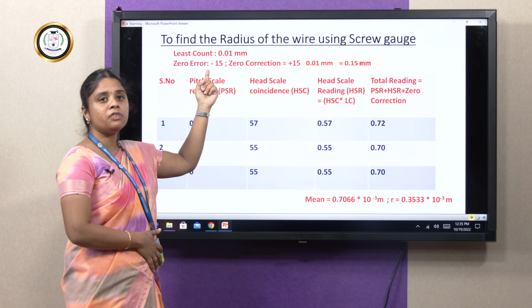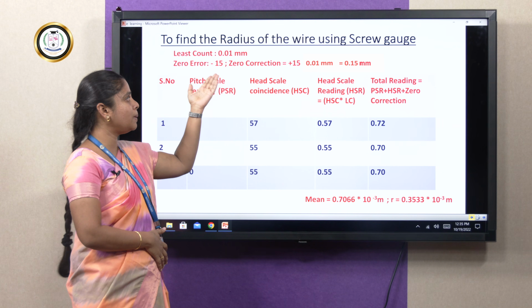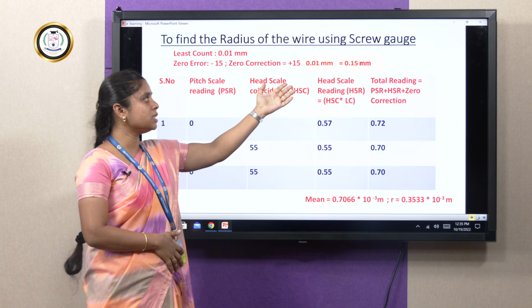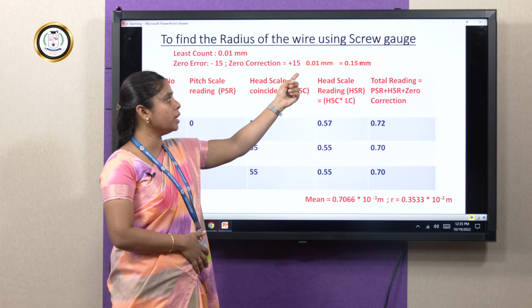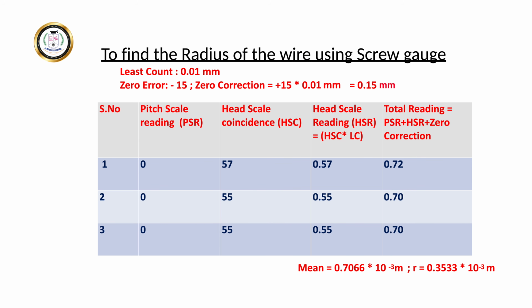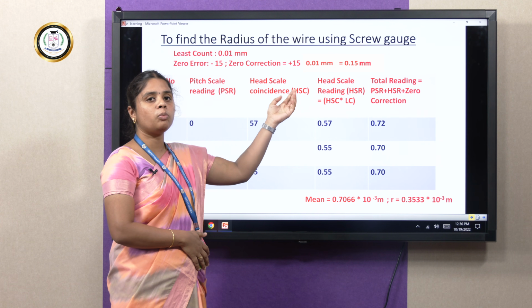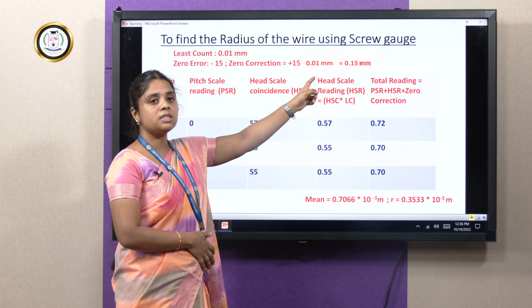For example, if the error is positive like plus 3, then the correction will be minus 3. So zero correction has a formula: change the sign of the zero error and multiply by the least count of the instrument. The least count of the screw gauge is 0.01 millimeter. So plus 15 into 0.01 millimeter is 0.15. So this is our zero correction.